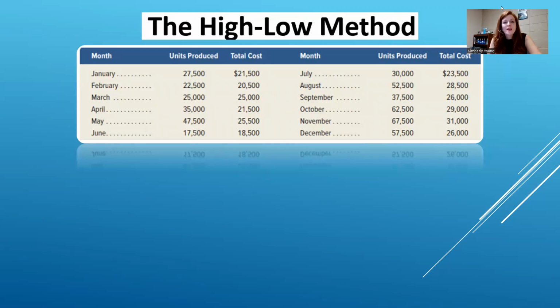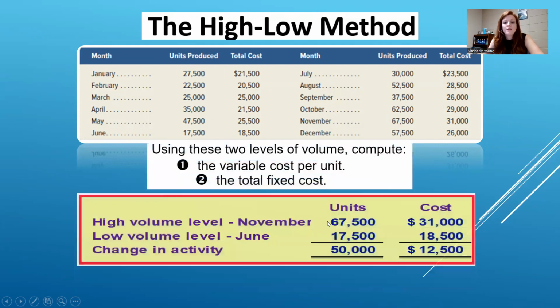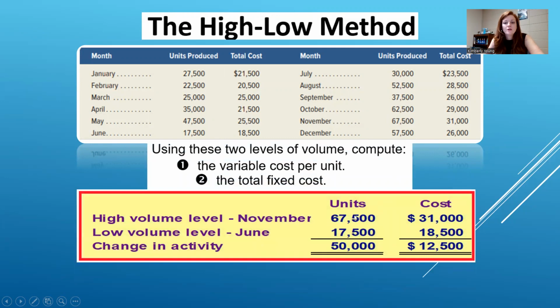Here we have 12 months of the year. The first column for each one shows us the units they produced. The second shows us the total cost. So we're going to look for the highest month. Looks like November had the most units produced, 67,500. And then we're going to look for the lowest. And that would be June. June, they only produced 17,500. So we're going to take the highest volume, 67,500, minus the lowest volume. And they made an extra 50,000 in November.